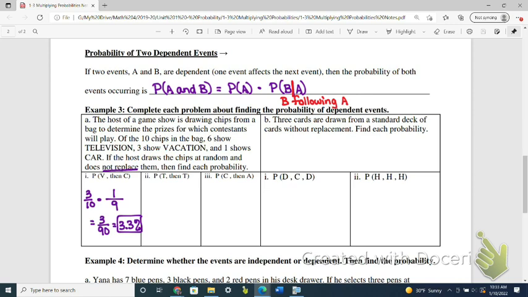The probability of pulling a television. So this happens 6 out of 10 times. Now I'm going to assume he pulled a television. So now there's 9 chips in the bag, only 5 of which are television, because the one I chose out, we are assuming said television. So this is 30 over 90, which is 33.3%.